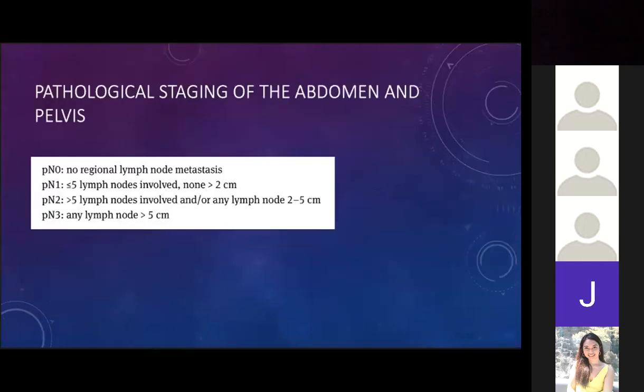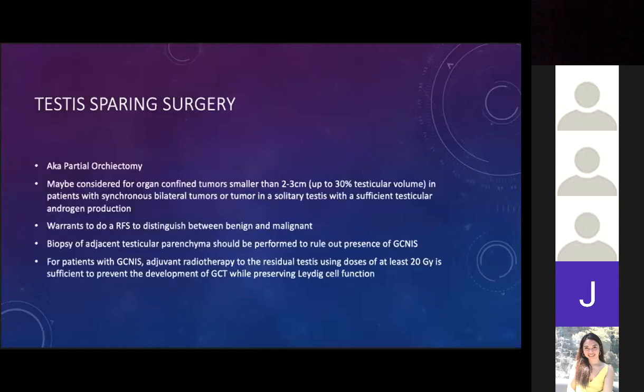And your pathological staging of the abdomen and pelvis: PN0, there is no regional lymph node metastasis. PN1, if there are less than 5 lymph nodes involved, and none more than 2 centimeter. PN2, more than 5 lymph nodes involved, or any lymph node of 2 to 5 centimeter. And PN3, any lymph node of more than 5 centimeter. Next up would be your testis sparing surgery, also known as partial orchiectomy.